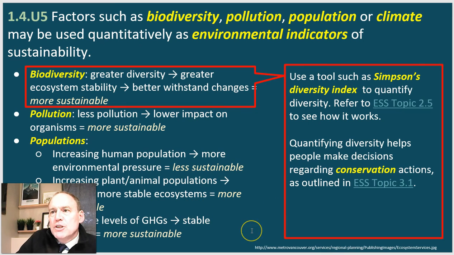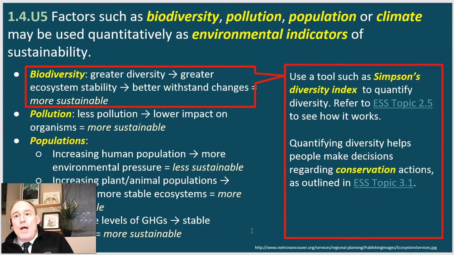Starting with the first step, factors such as biodiversity, pollution, population, or climate may be used quantitatively as environmental indicators of sustainability. So biodiversity: keep in mind that greater diversity means greater ecosystem stability, as well as being able to better withstand changes, thus more sustainable. So the higher the diversity, the more sustainable an ecosystem is.